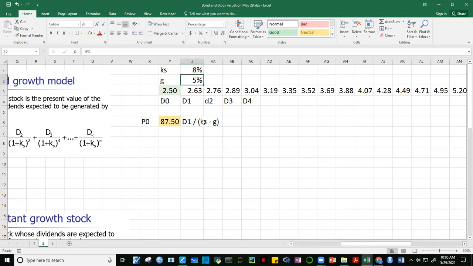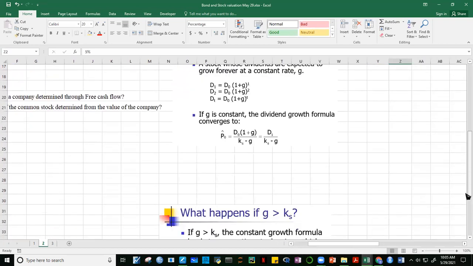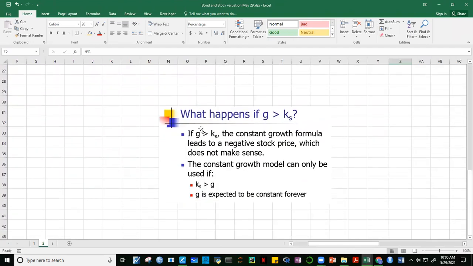Take note guys, if K sub S is less than G, hindi pwede yung model na to. Kasi you'll come up with an impossible situation where the price of the stock is negative. So, ninote ko na dito yan, okay? If it so happens that your K sub S is less than G, then we cannot make use of that model. Hindi pwede yung model na yan. Okay.